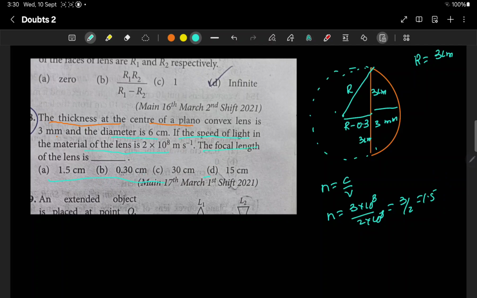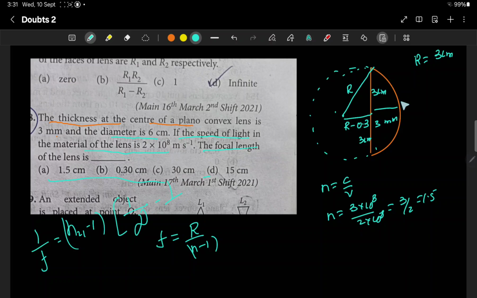Now what is the focal length they are asking. So what is the focal length formula? Your focal length is nothing but r by n minus 1. How does this formula come? It comes from your lens maker formula: 1 by f equals n minus 1 into 1 by r1 minus 1 by r2. Here the radius of curvature of the first surface is infinity, minus 1 by the radius of curvature of the second surface. If you put it as r, left hand side sign convention will be negative, so minus r. So you will get f is equal to r by n minus 1. This is the focal length formula.